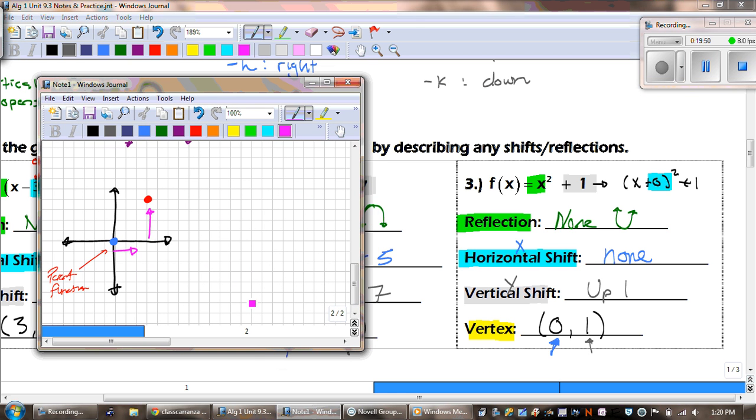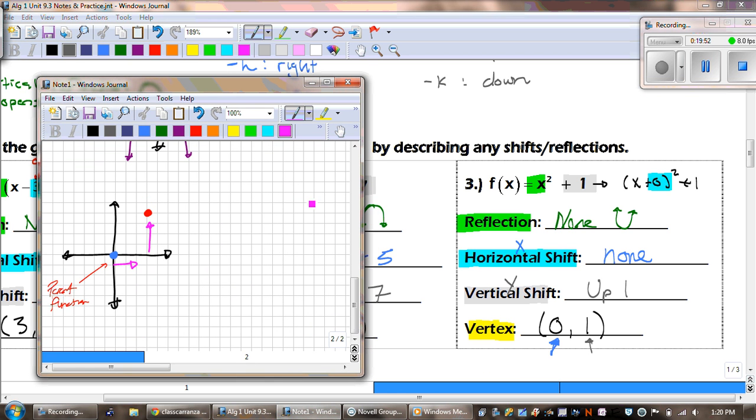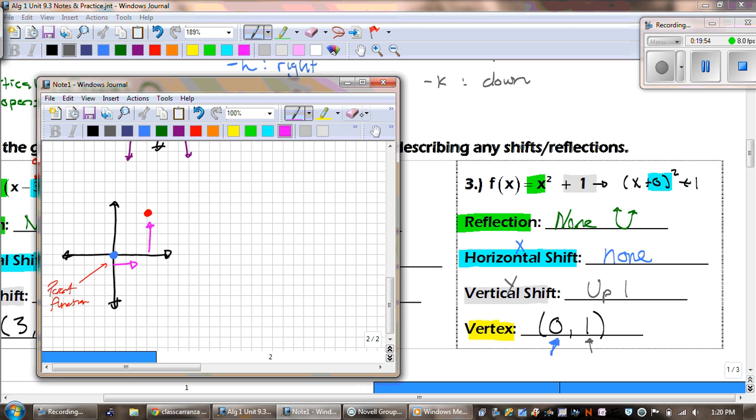And for a couple of these, if you need to come out and redraw these and say, all right, so I've got the point 0, 1, there's 0, 1. Oh, sorry, that's not 0, 1. There's 0, 1. All we did was go up 1. Can you guys see that?